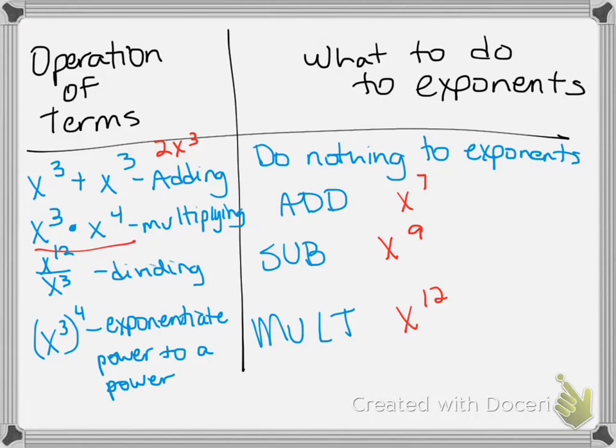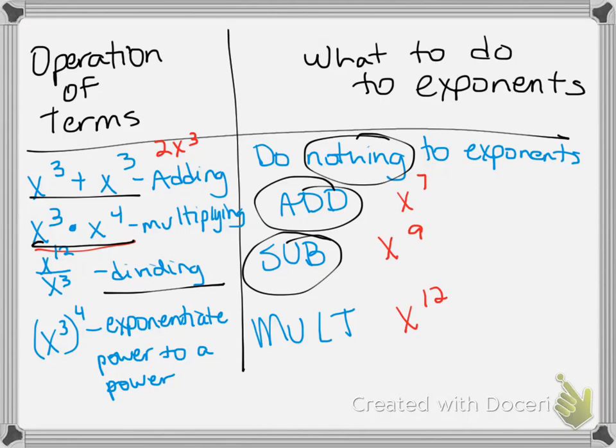So the reason I really wanted to show you this is to make sure you understand what's happening to the terms, and then what you do to the exponents. If you're adding the terms, then you do nothing to the exponents. If you're multiplying the terms, then you add the exponents. If you're dividing the terms, you subtract. And if you have a power to a power, you multiply. So you might want to write that down to help you. So now let's look at some of the homework problems.